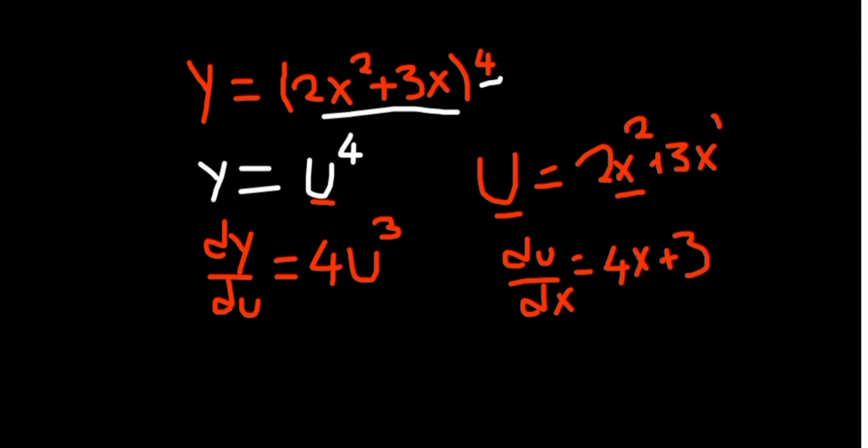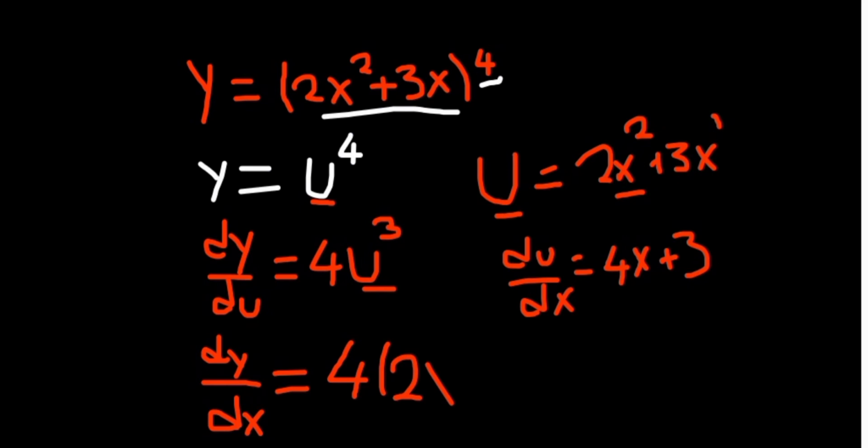We are not interested in this; we're interested in dy/dx. So dy/dx by the chain rule is going to be equal to dy/du, which is 4 times u. We are not interested in the u, so we put back what we had there: 2x squared plus 3x.